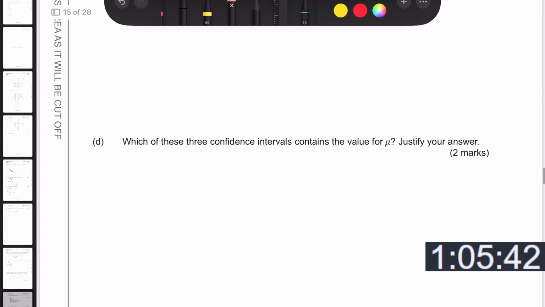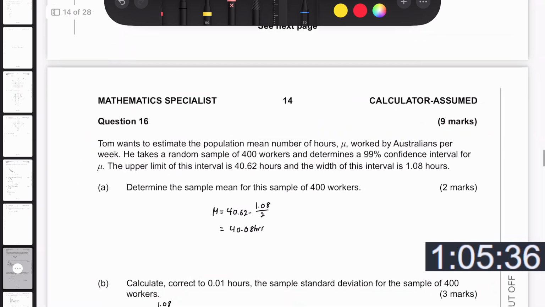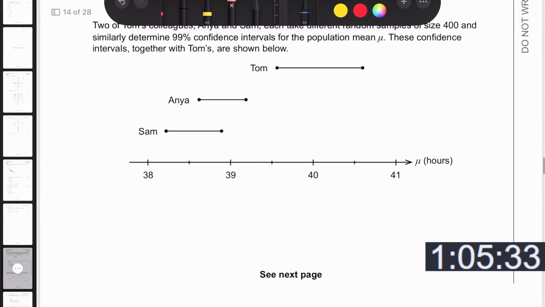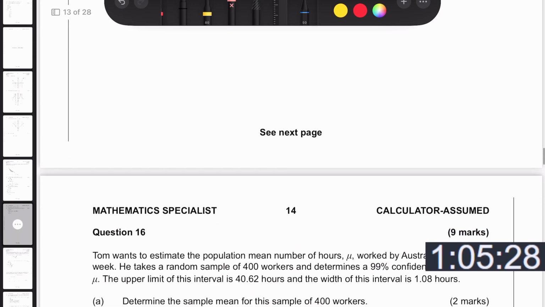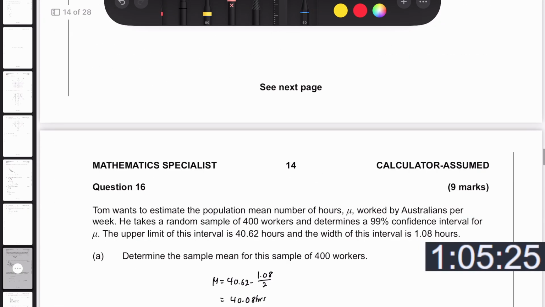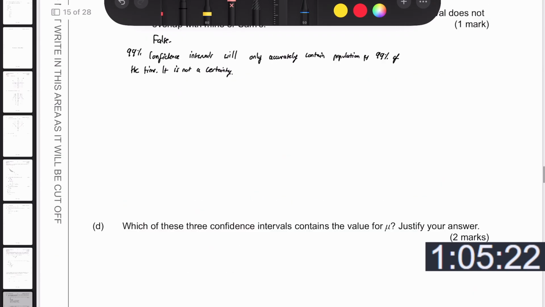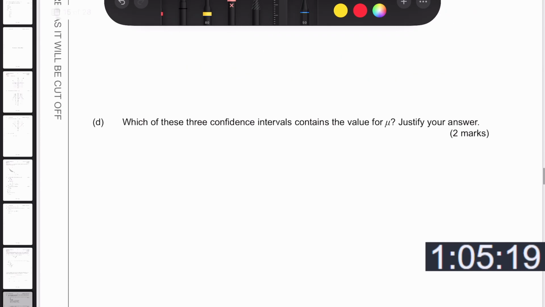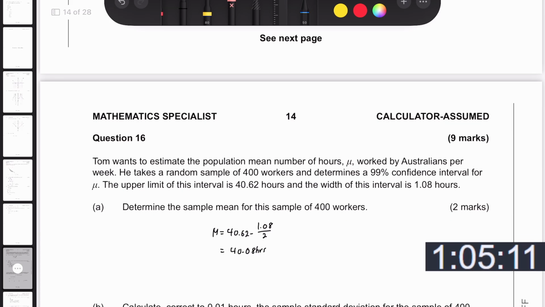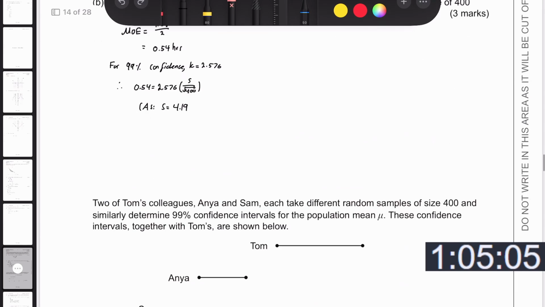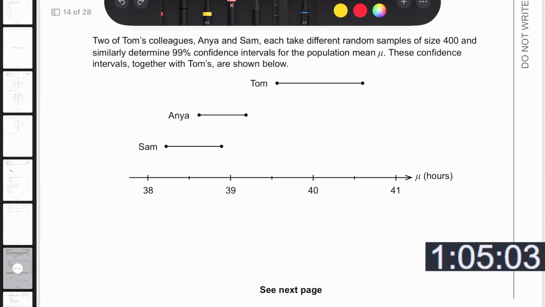Which of these confidence intervals contains the value for mu? Justify your answer. Well, it's 40.08, so it is actually only Tom. The sample mean for this is, wait, never mind, hold on. Because this one is the one that Tom made. Oops. No.